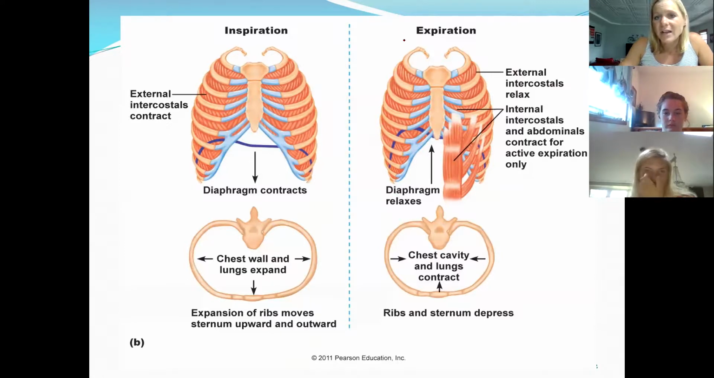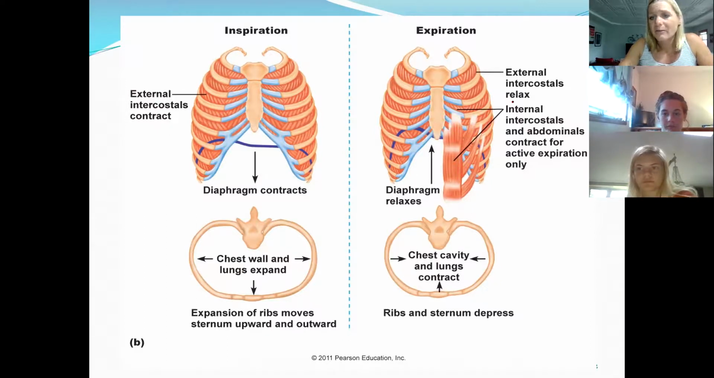But expiration is actually generally passive. So all we do in order to expire or to let the air out is just relax those external intercostal muscles. The only time that we use the internal intercostals is if we're trying to forcefully expire. So if we exercise, or if we're going to play an instrument or sing or something along those lines where I'm trying to control my breathing, then I will activate these internal intercostal muscles. But in our normal everyday life, we're just going to use external intercostals.